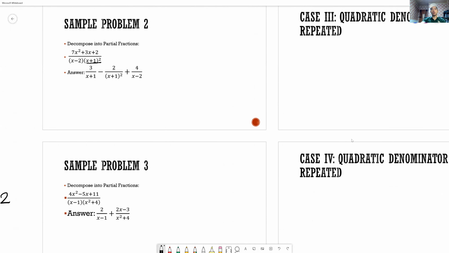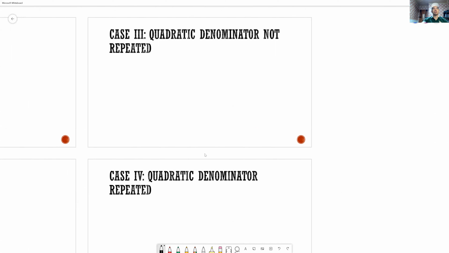So we have now here the third case. The third case will be a quadratic equation denominator that is not repeated. So what is the look of a quadratic equation? So that is ax squared plus bx plus c. Okay. So say for example, we have a function of x, a1 x1 squared plus b1 x1 plus c1. And we have here another, a2 x2 squared plus b2 x2 plus c2. Okay, so something like that.